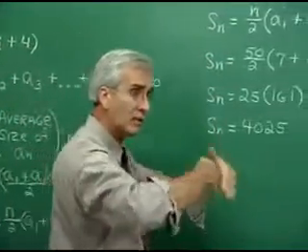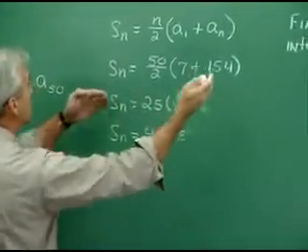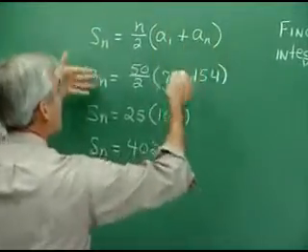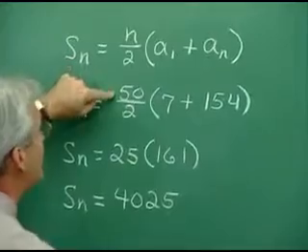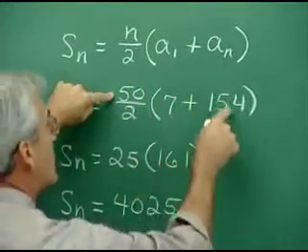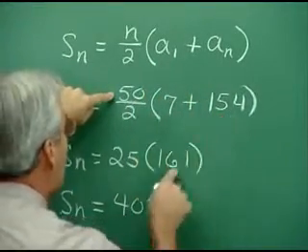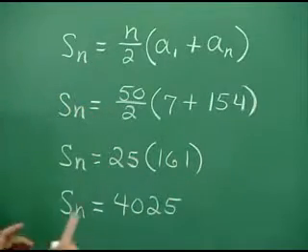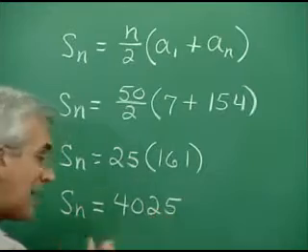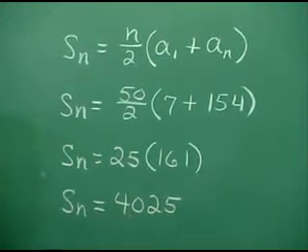When we're asked to calculate the sum of n items, you see, we write the formula and then fill into the formula. We're adding 50 items here, so n is 50. A sub 1 we said was 7, a sub n 154. Adding here we get 161, 50 over 2 is 25. Multiplying, we find the sum of those 50 items to be 4,025.